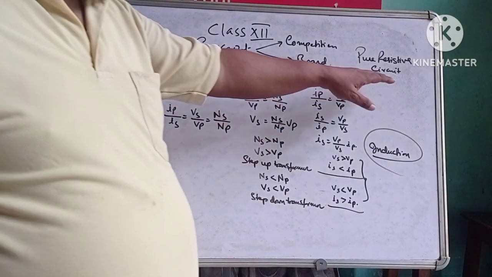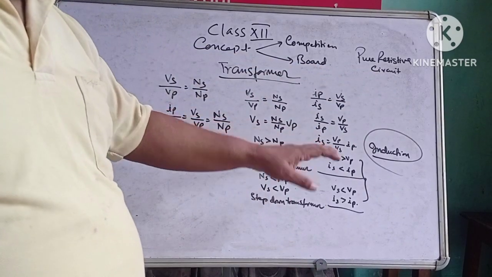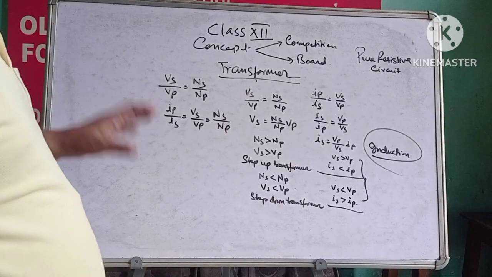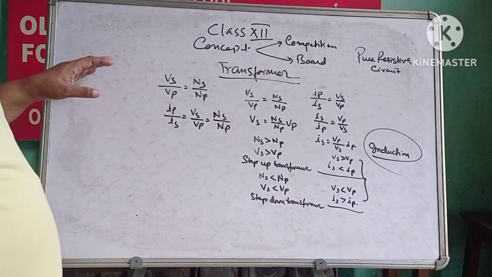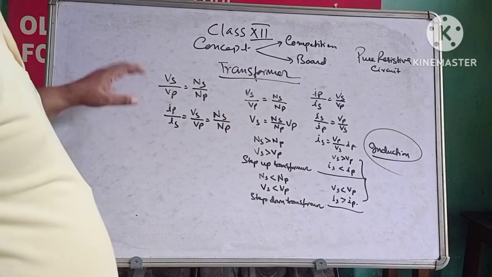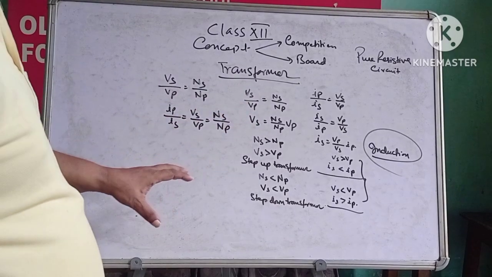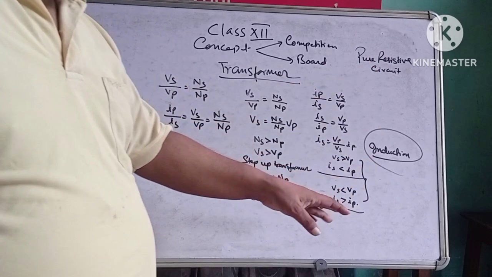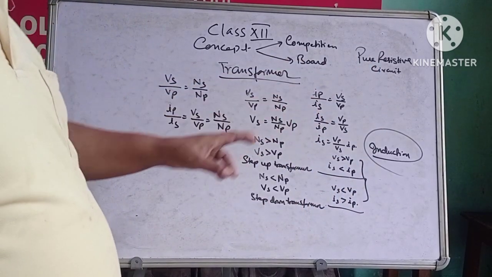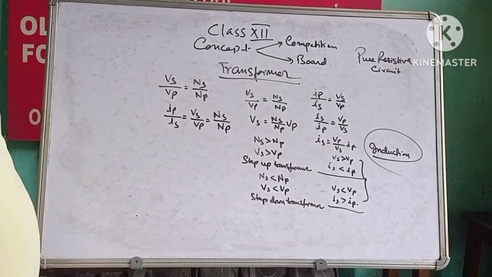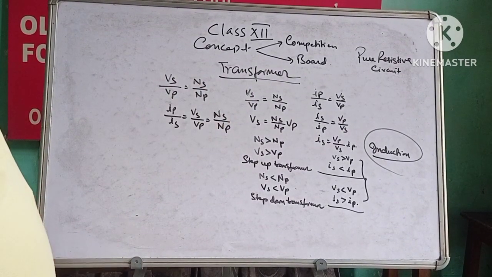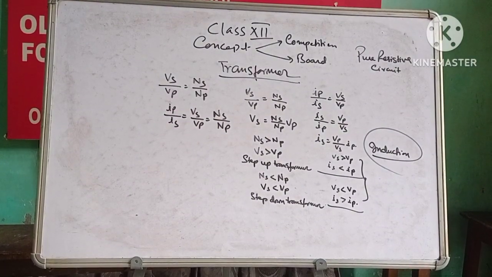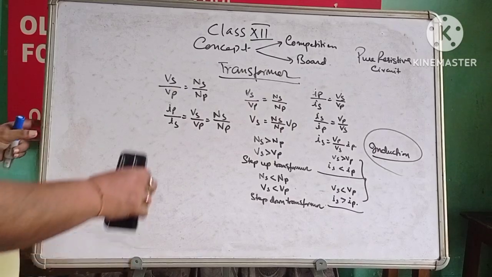So do not confuse this with the purely resistive circuit, because this is an inductive circuit. Here there is a coil, and it is based on the theory of electromagnetic induction. So this can't be applicable with Ohm's law. So this is the important fact I want to tell you, that induction is taking place here. Such types of concepts I want to clear for you. Now again, another concept I want to tell you.